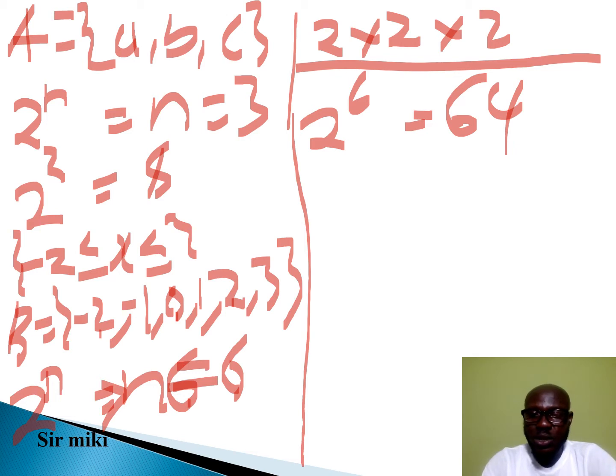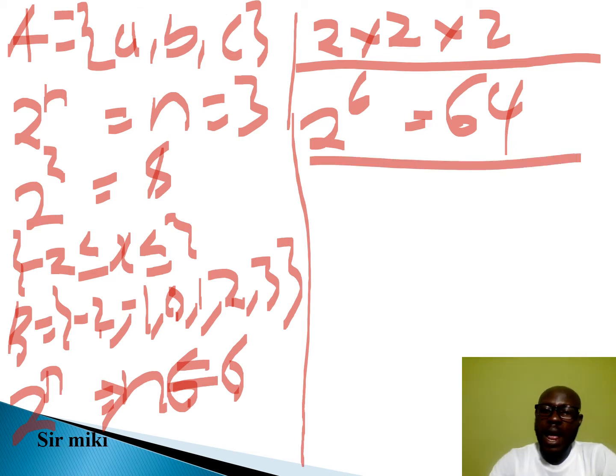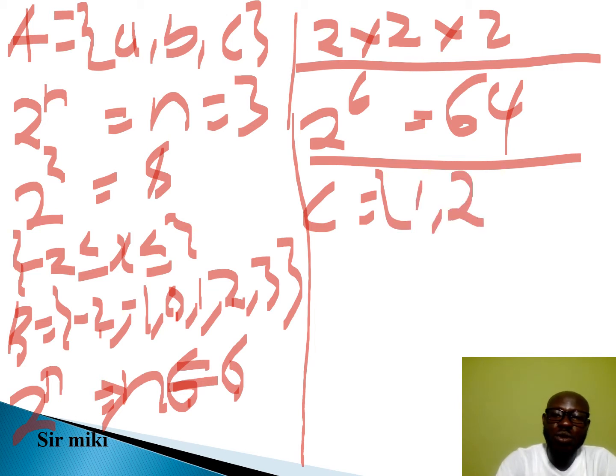Alright, now let's continue. Now, the last set, set C. We are saying set C is factors of what? 2. So factors of 2, that is set C. We are going to have 1 and 2. That becomes factors of 2.